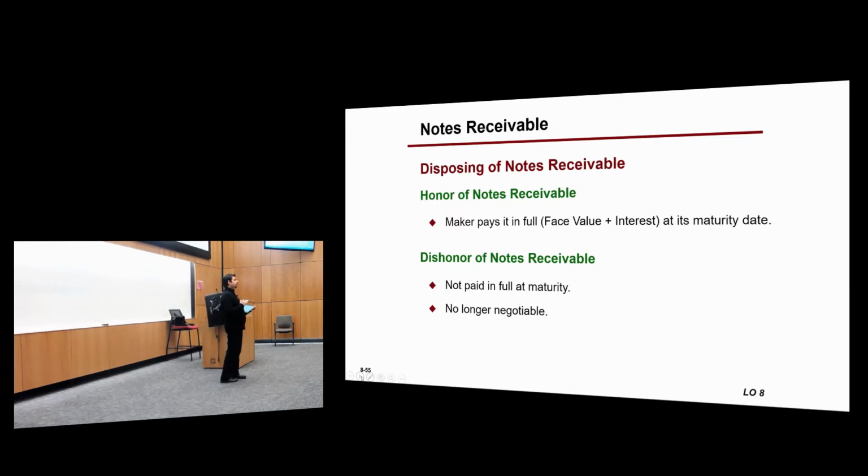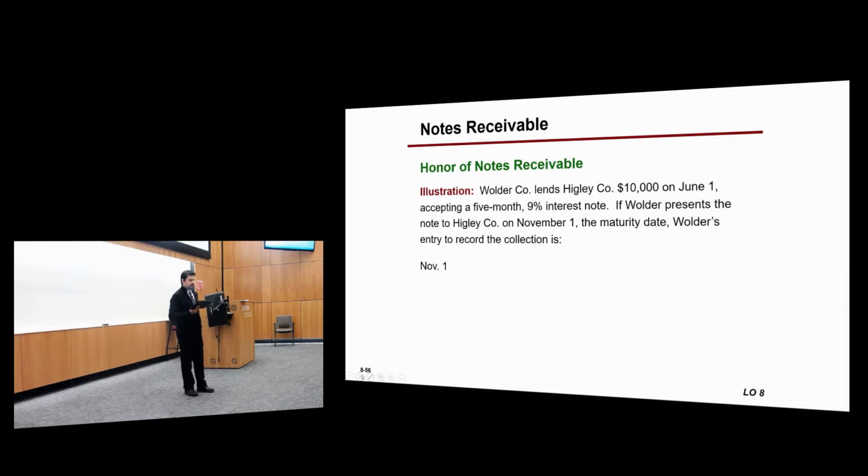Dishonoring of notes receivable means that the customer could not pay the note at maturity. Okay? And at this time, this becomes no longer negotiable. Negotiable means that the company will be able to sell it to someone else. You cannot sell a note receivable where the person defaulted on it. You will have to make an adjustment. So let's see how the journal entries are made.